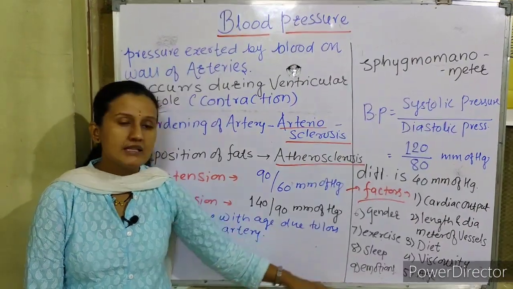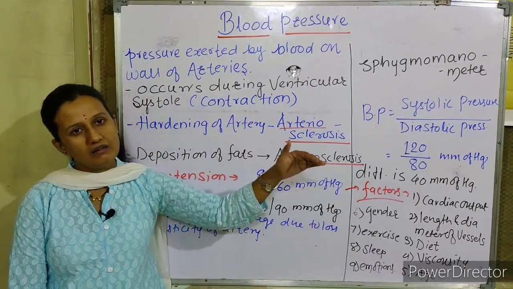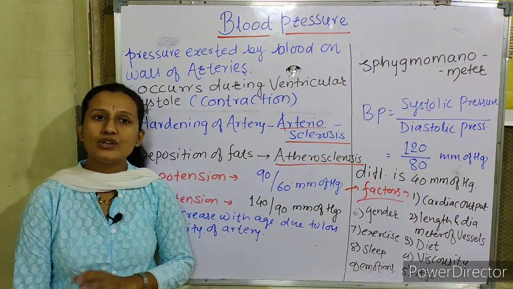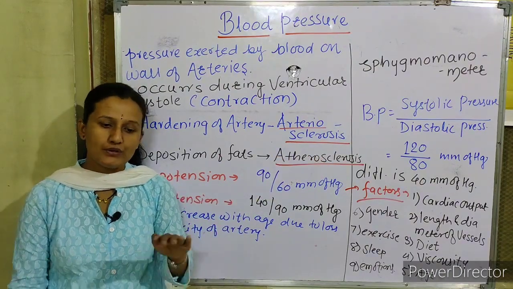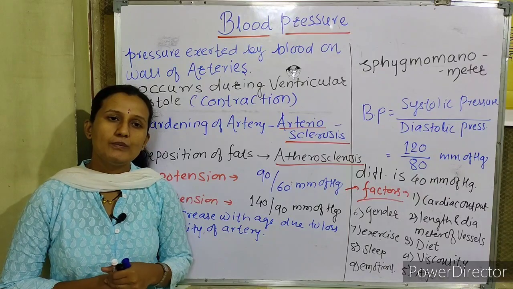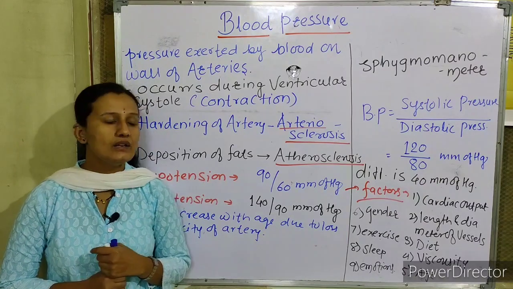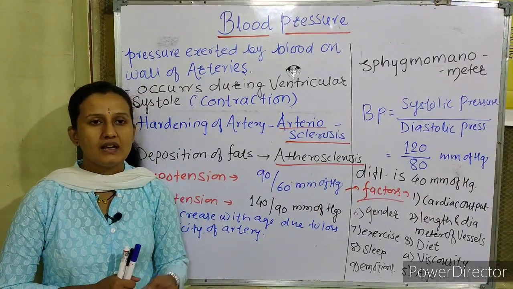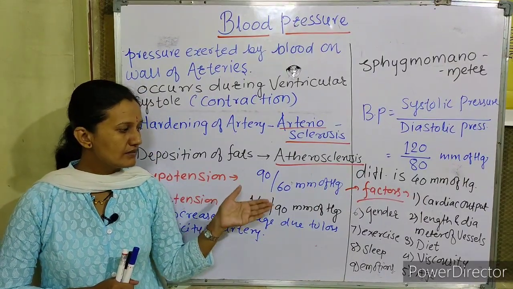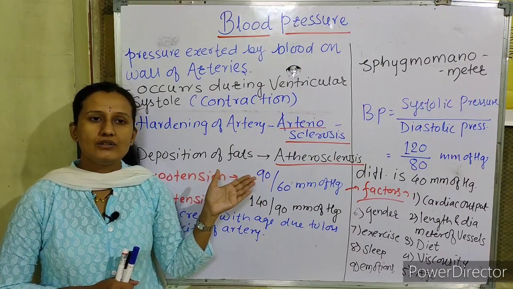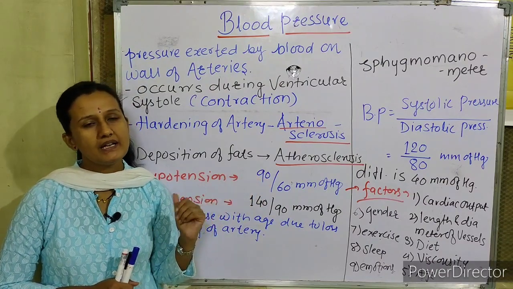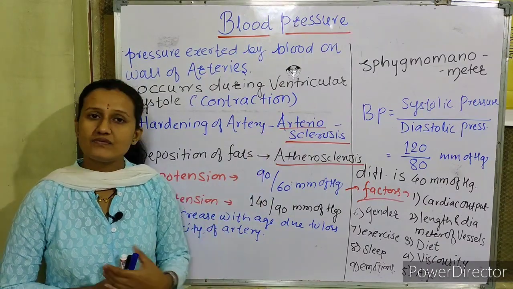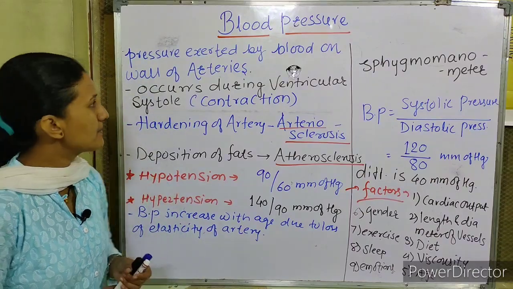Then sleep. During sleep, having the horizontal position of the body, आपण जेव्हा आडवे होतो म्हणजे झोपतो तेव्हा काय होतं, BP gets normal or lower than normal. And during emotional stress, anxiety, fear, exercise, in this condition the BP increases. These are the many factors which affect blood pressure.